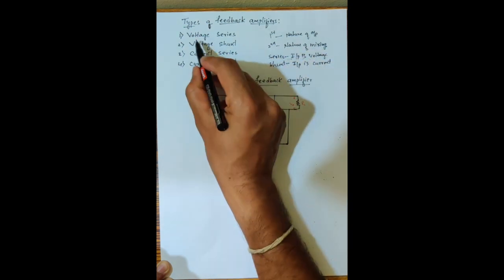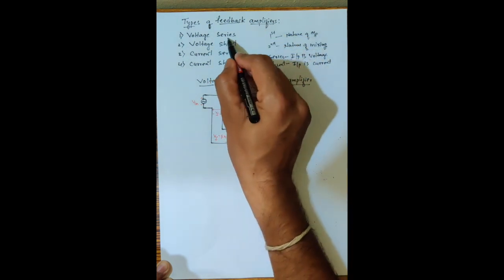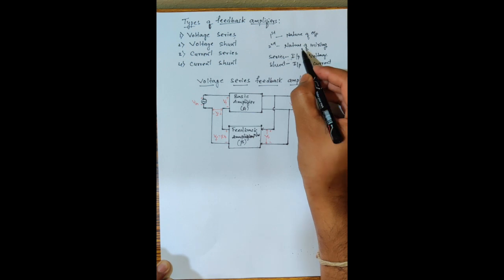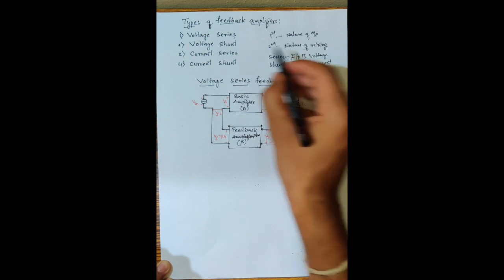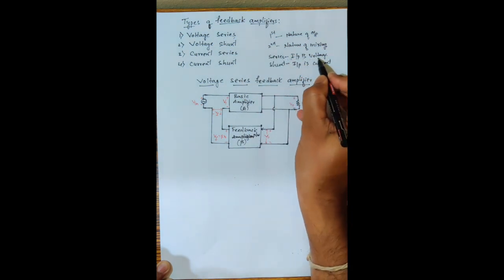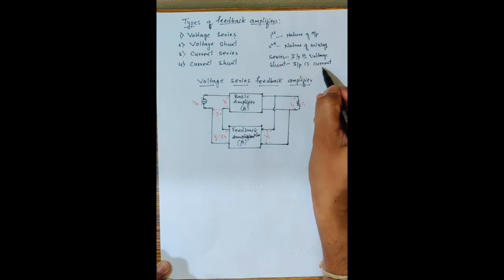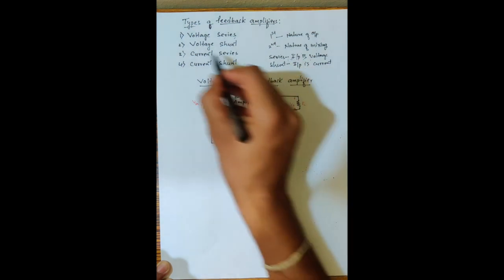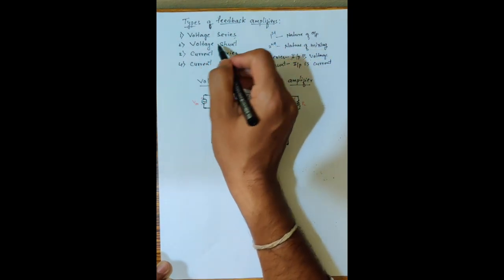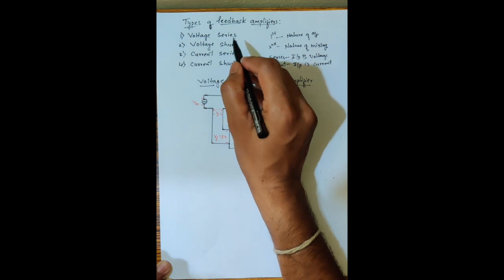So the first term indicates the nature of output of a feedback amplifier. The second term indicates the nature of mixing, how the input signal and the fraction of output signal are connected. If it is series, the nature of mixing is series, which means the input will be voltage. If it is shunt, or parallel, then the input will be current. So the second one is voltage shunt. The nature of output of the feedback amplifier is voltage, and the nature of mixing is parallel. So the input will be current.